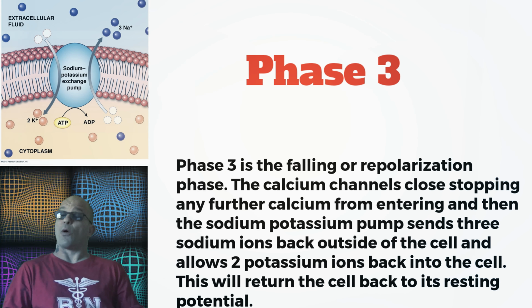Phase 3. This is the falling or repolarization phase. The calcium channels close, stopping any further calcium from entering, and then the sodium-potassium pump sends 3 sodium ions back outside of the cell and allows 2 potassium ions back into the cell. This will return the cell back to its resting potential.